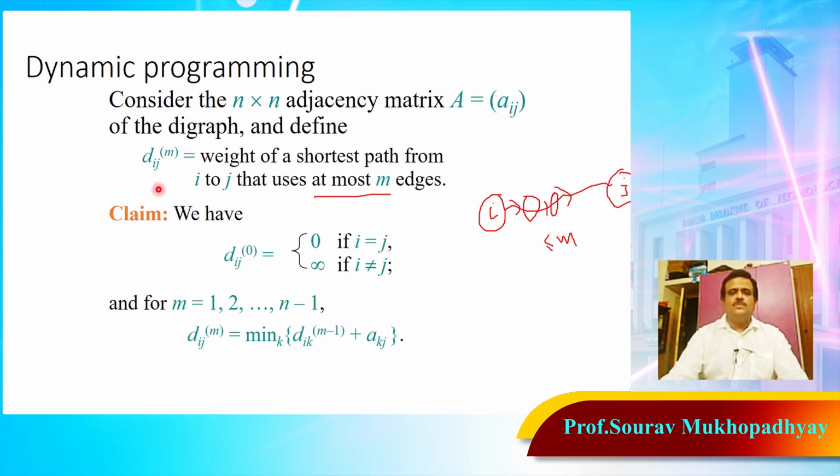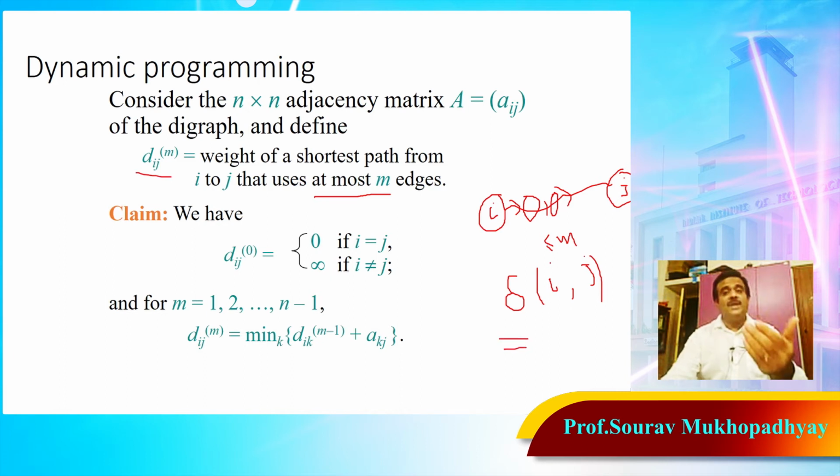So what is the use of this? What are we looking for? We are looking for delta(i, j), the weight of the shortest path from i to j. Now what is the use of this d_ij? How is d_ij related to delta?